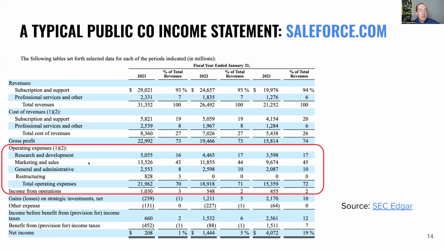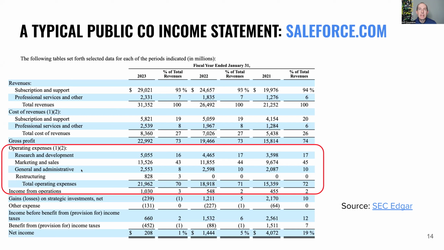Sometimes these are broken out, sometimes they're not. Companies have a lot of optionality in terms of how detailed they break out subcategories of these things. Sometimes you see marketing, sales, and G&A tucked together into one line item. Salesforce has decided to break them out separately here. So what goes into general and administrative?